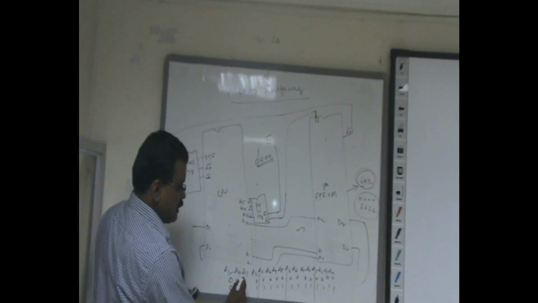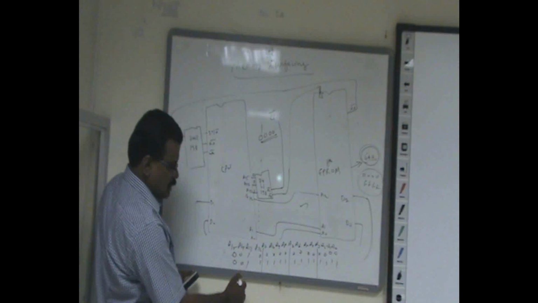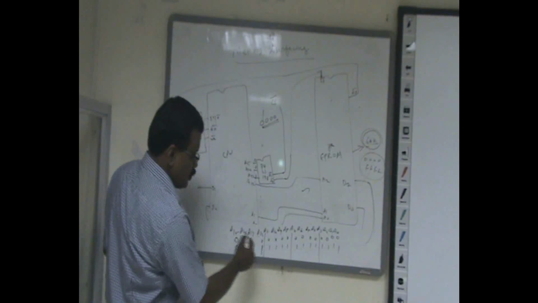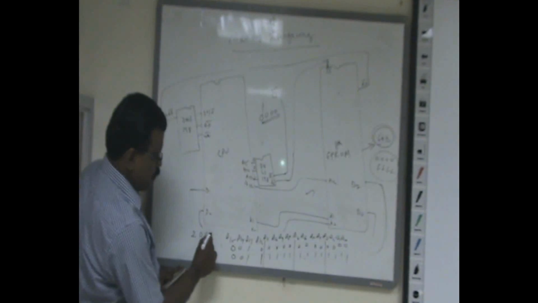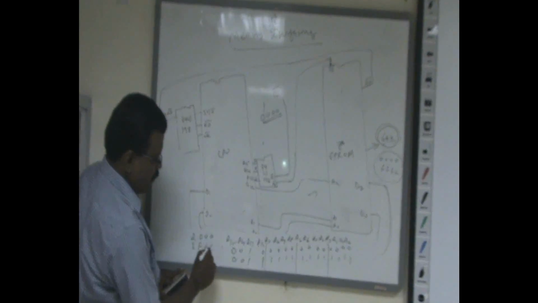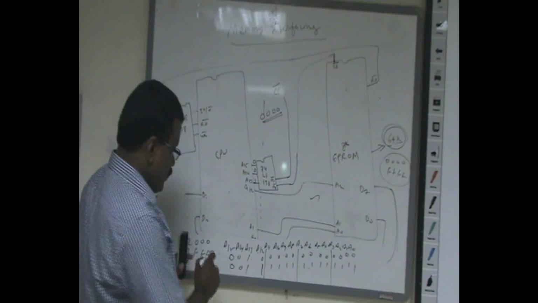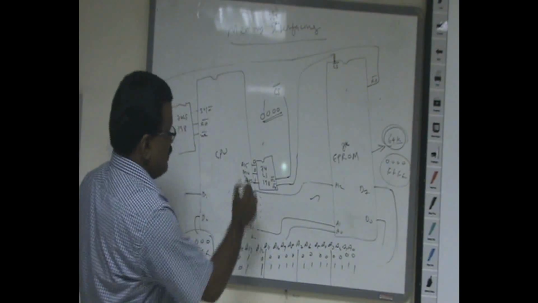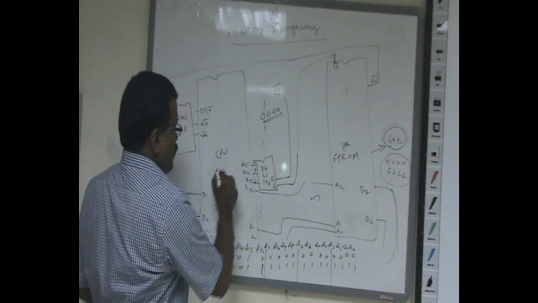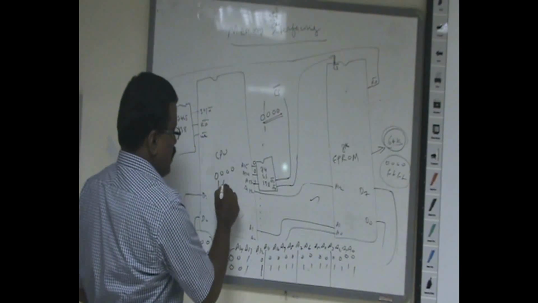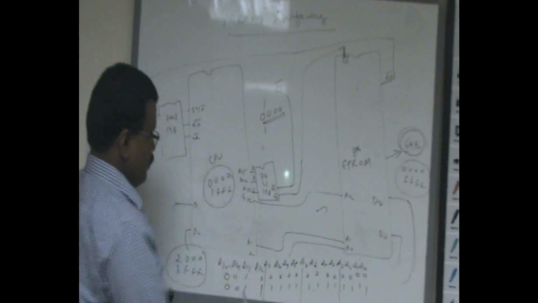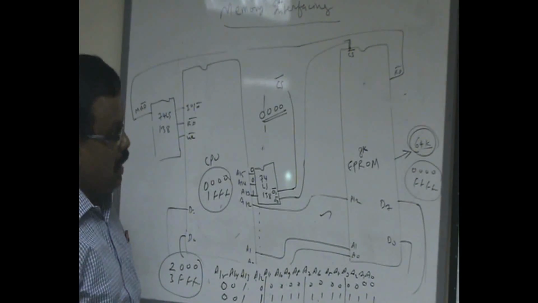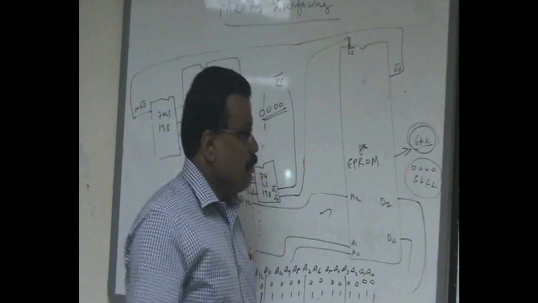Now the address you can see is 2000 to 3FFF. So this is the address of the RAM. And 0000 to 1FFF is the address of the EEPROM. So you can interface the memories like this.